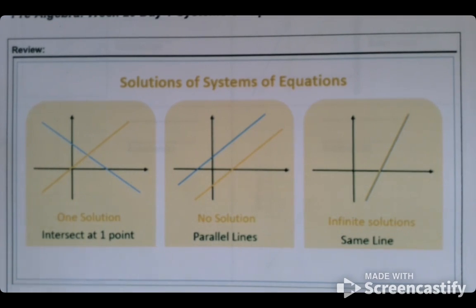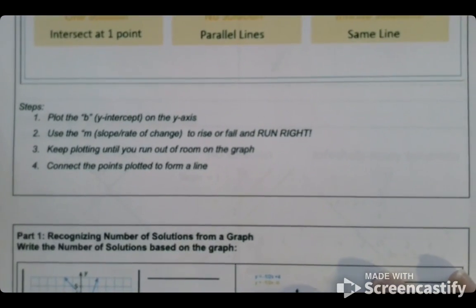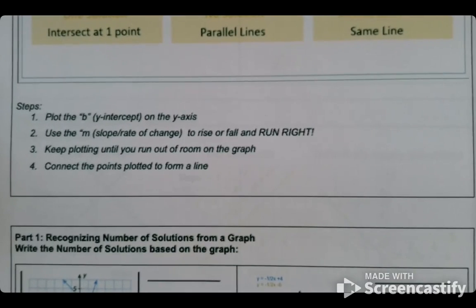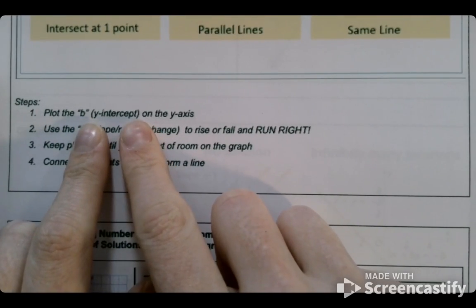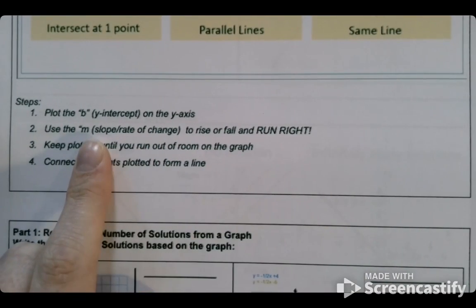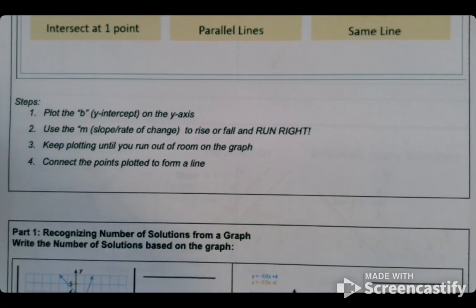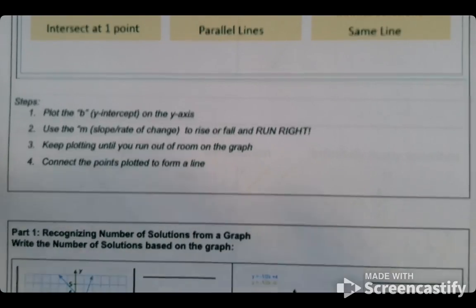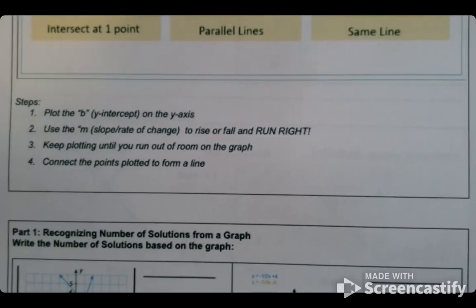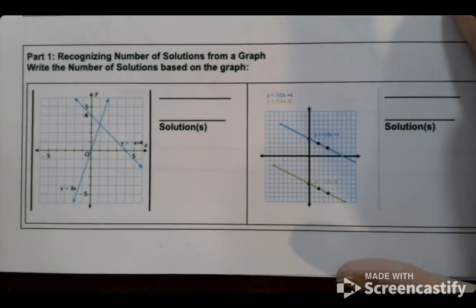Just a reminder to plot lines on graphs. We plot the b, the y-intercept, on the y-axis, use our m, or our slope, to rise and fall, and then run. Keep plotting until you run out of room, and then connect the dots. We're going to do that, only instead of one line per graph, we're going to do two on the same graph.